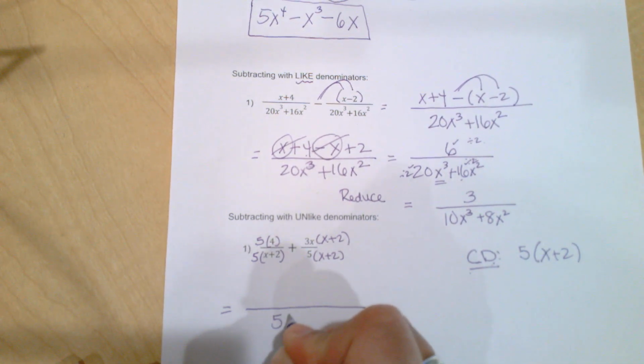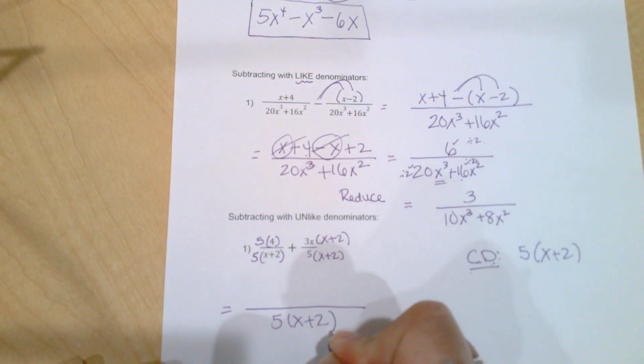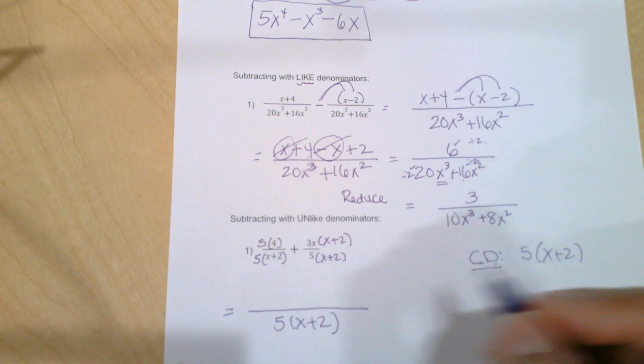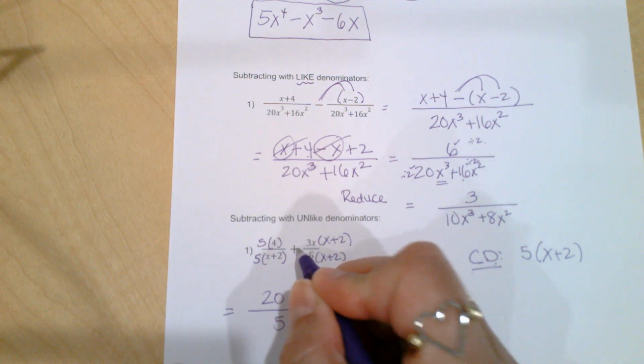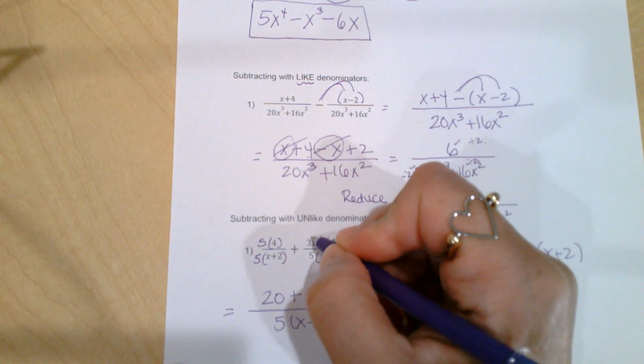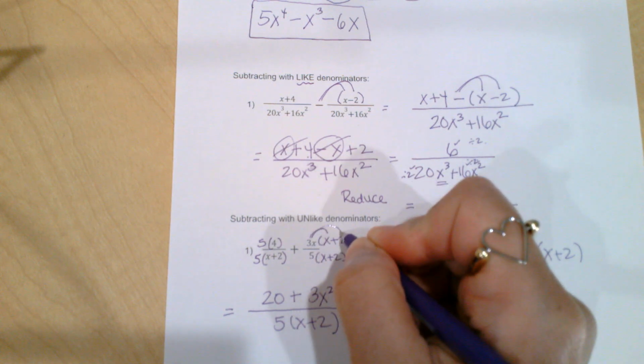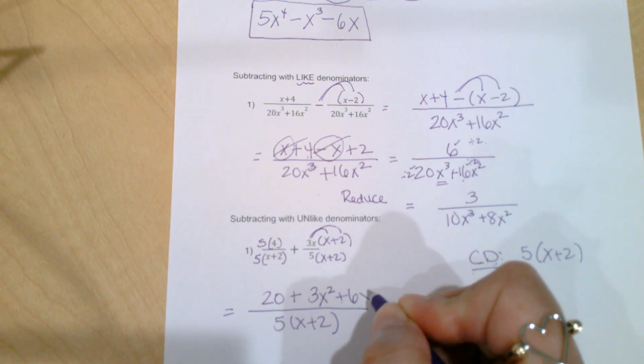So I'm going to write down my common denominator. And I'm going to do some multiplication. So I am going to multiply 5 times 4, which is 20. This is a nice plus sign. And then I'm going to distribute. 3x times x is 3x squared. 3x times 2 is 6x.